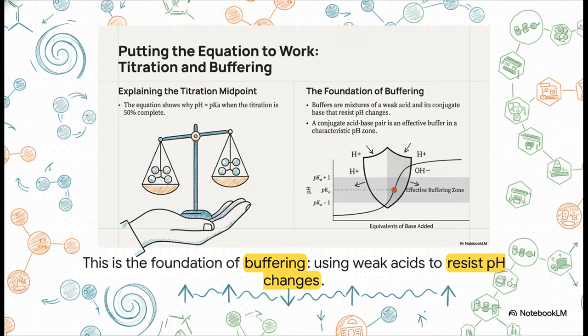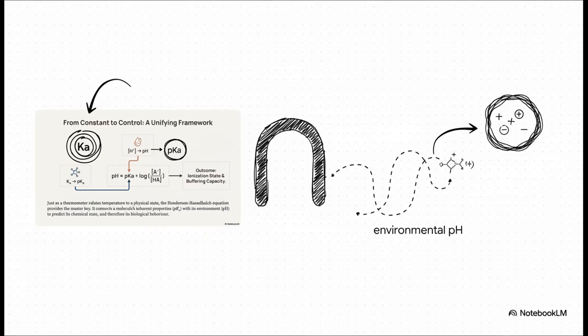So let's just trace our entire journey one more time. We started with a fundamental constant, Ka. We made it way more intuitive by converting it to pKa. Then, we used the Henderson-Hasselbalch equation as our master key to connect that molecule's pKa with the pH of its environment, which ultimately lets us predict the outcome, its ionization state, and its biological function.